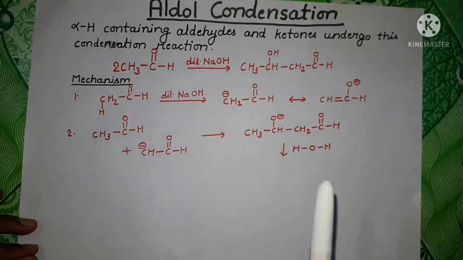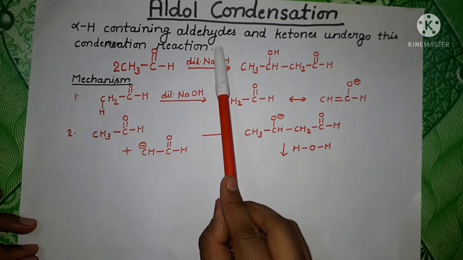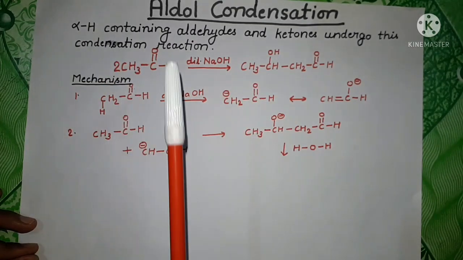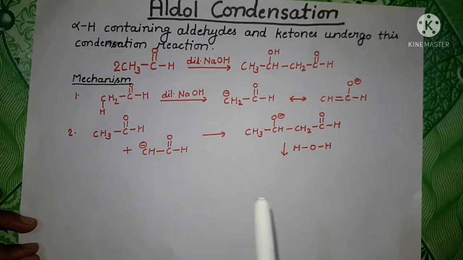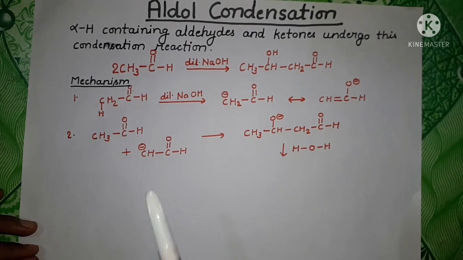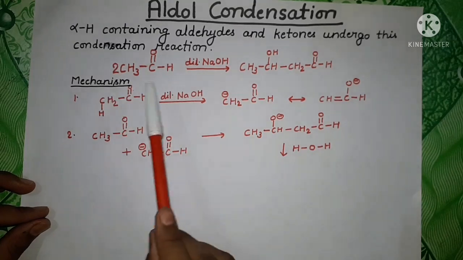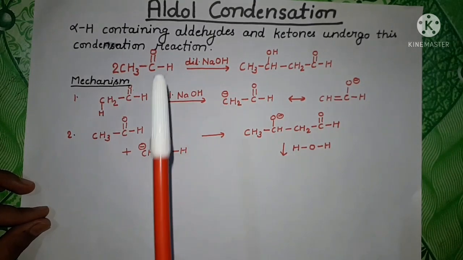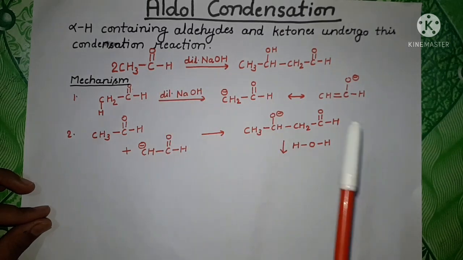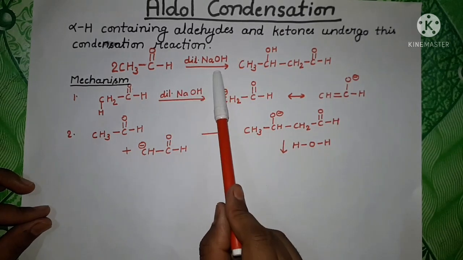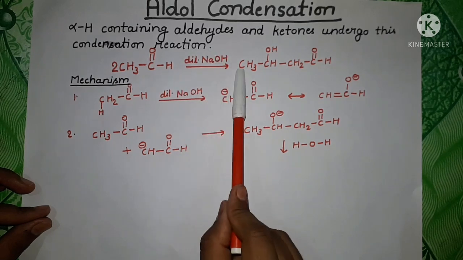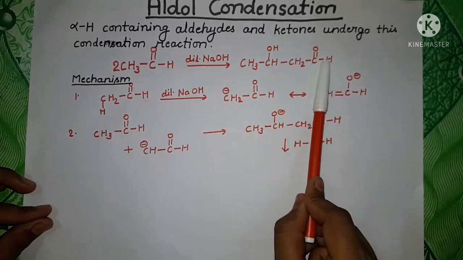Aldol condensation is shown by the aldehydes and ketones having alpha hydrogen. It means alpha hydrogen is the important key for this reaction. And in this reaction, we take 2 moles of the carbonyl compound, that is aldehyde or ketone, and further by reacting it with a dilute strong base, we get the aldol product.